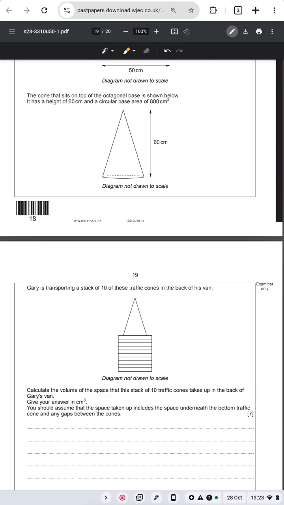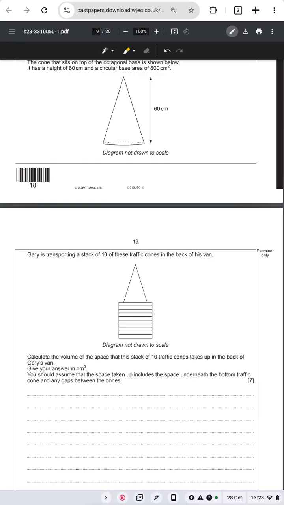Gary is transporting a stack of 10 cones in the back of a van. Calculate the volume of space that the stack of 10 cones takes up in the back of Gary's van. Give your answer in centimeters cubed. You should assume that the space taken up includes the space underneath the bottom of the cone and any gaps between the cones. Okay, so let's do the volume of the actual cone first.